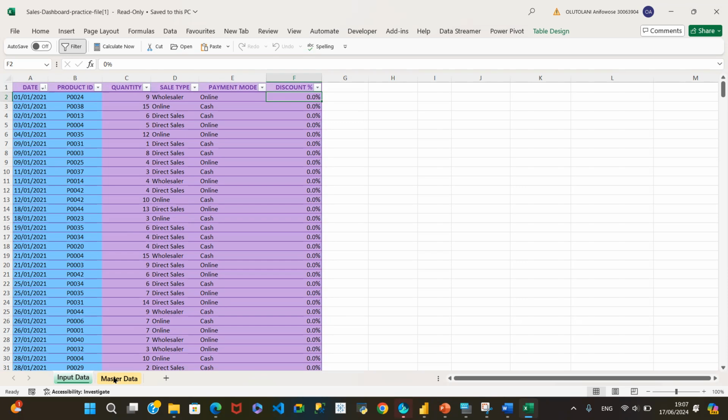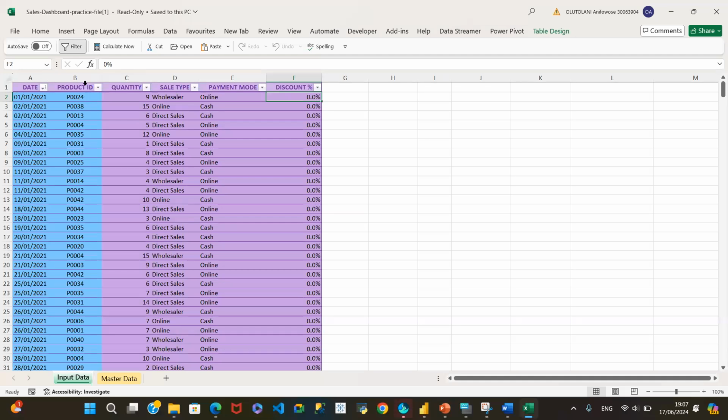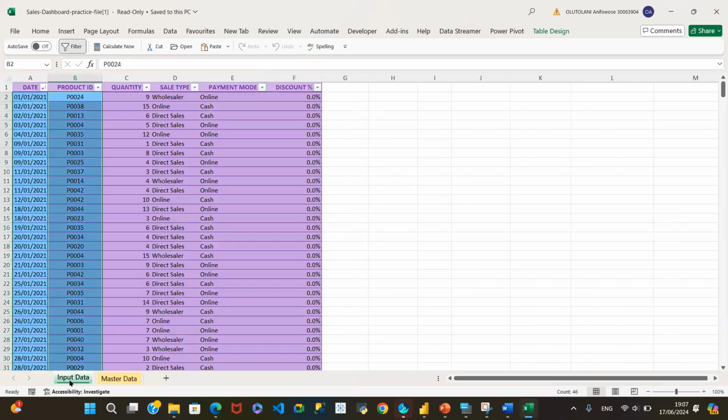So the dimension table, I hope I get it right, is like a subset of the fact table. Okay, yes, it is. Because we can see a few pieces of information for product ID and product ID that are similar. So it's sort of a subset of the fact table.